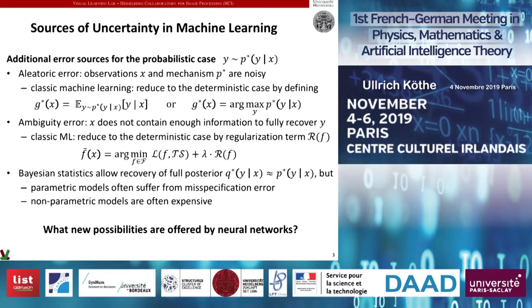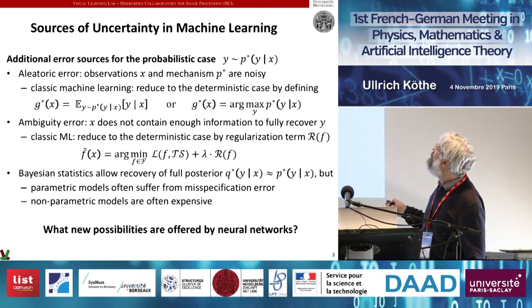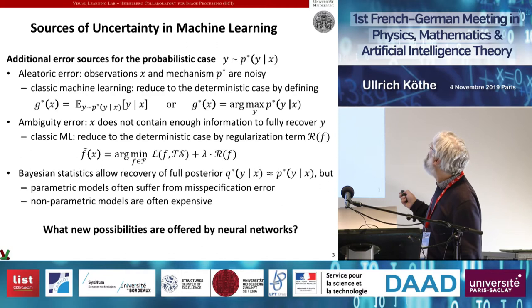If we use Bayesian statistics, then we can treat all these error classes in a uniform manner by actually determining the best possible posterior probability in our model class. So we would like to approximate this P star as well as possible.